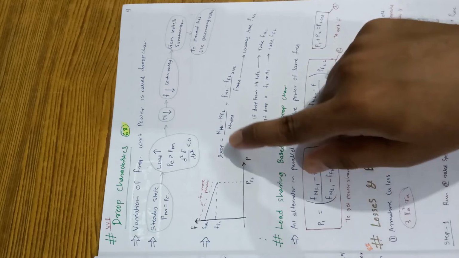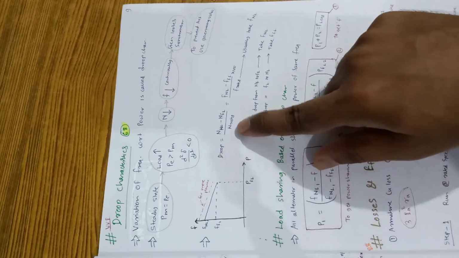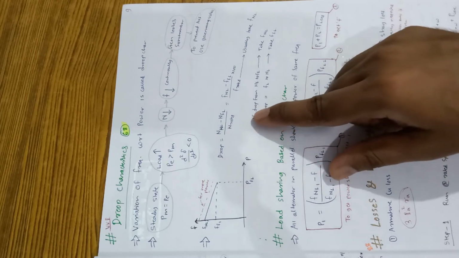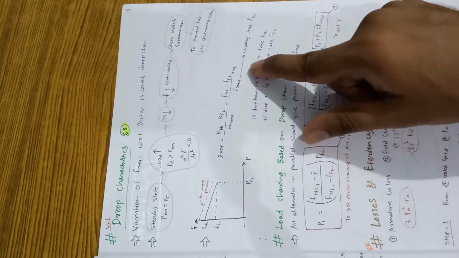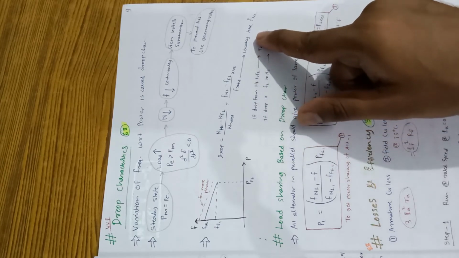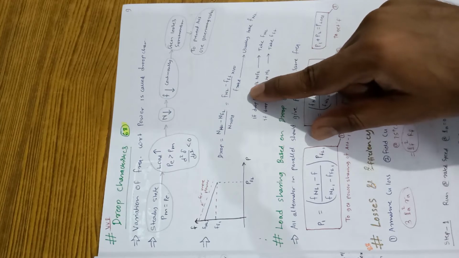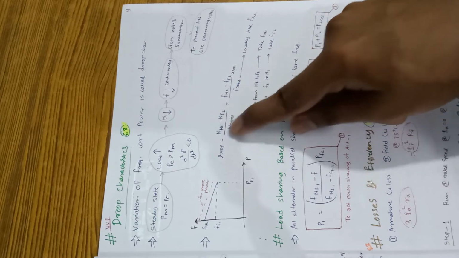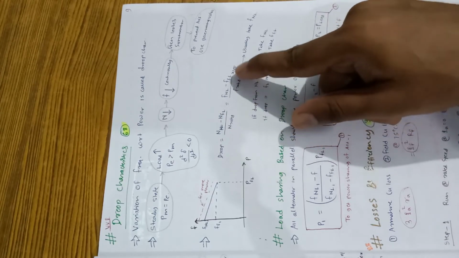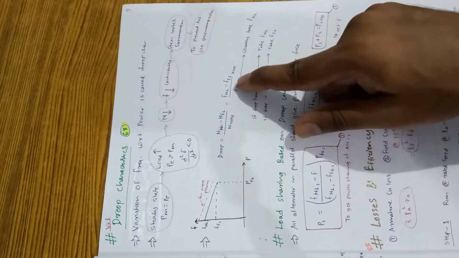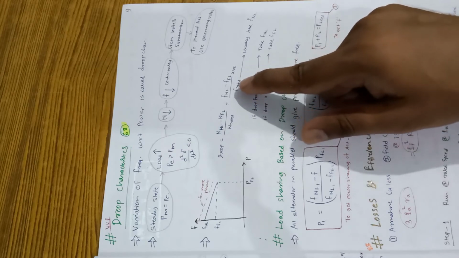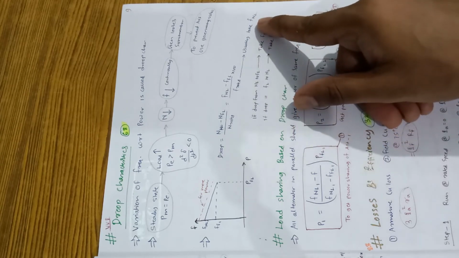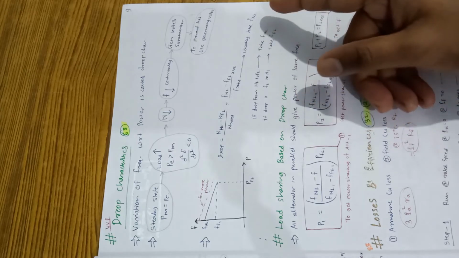So when we talk about the formula: no load speed minus full load speed upon rated speed. Mostly the rated speed is taken as the full load frequency. This is in terms of speed, and this is in terms of frequency: full load frequency minus no load frequency upon F rated. F rated is usually taken as F no load.